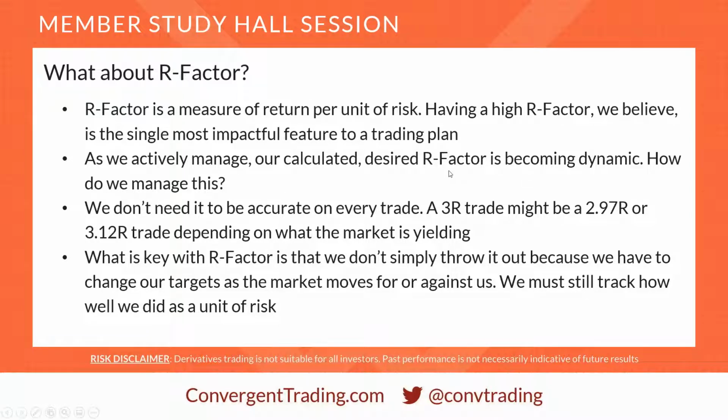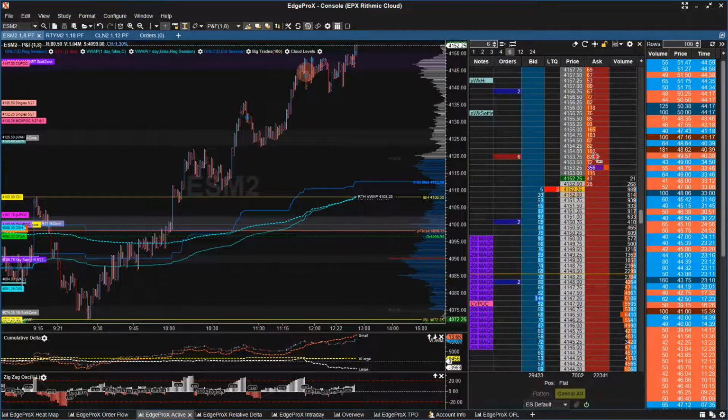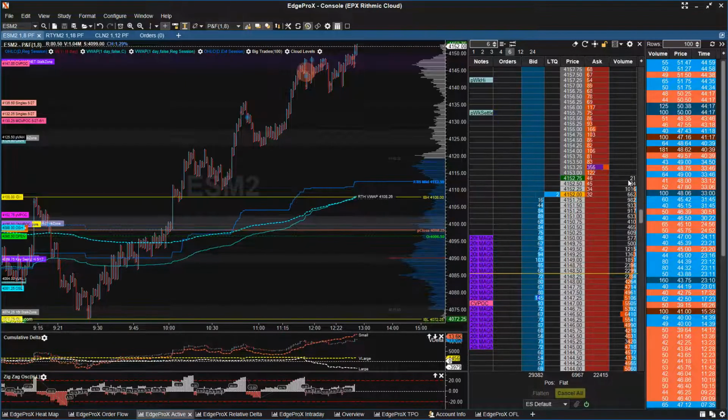So as we actively manage a trade, when I push my exit from 53.75 because of this order and move it to 52.75, of which only 21 traded, I'm impacting my R factor because I'm giving up 4 ticks times whatever size I'm holding. Let's say it's a 1 lot. I'm giving up 4 ticks. I'm decreasing 4 ticks on this one scale out. So my R factor's changing as a result.